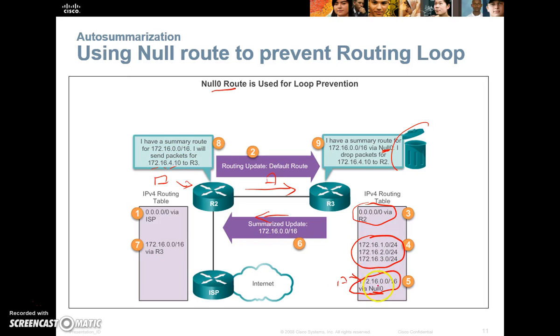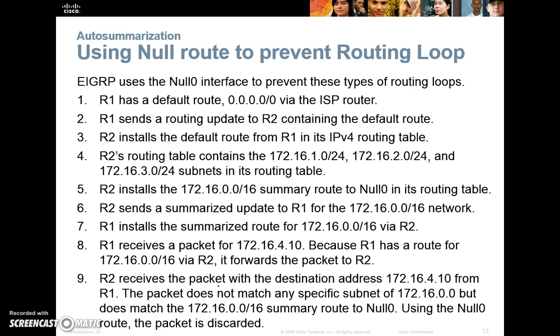What happens when the packet goes to the Null 0 interface? The packet will go into the rubbish bin and get thrown away. It was discarded. This prevents the packet from routing between R2 and R3. This is done automatically by EIGRP if you turn on auto summary. This is in summary what I explained earlier on.